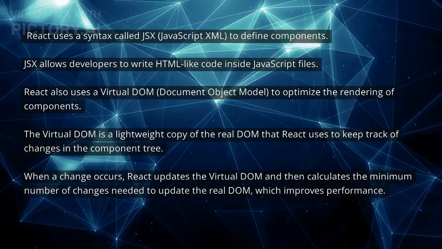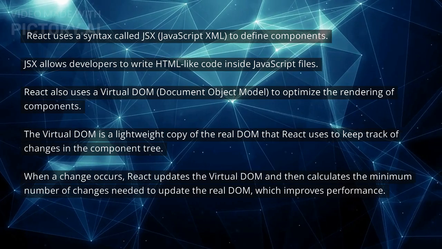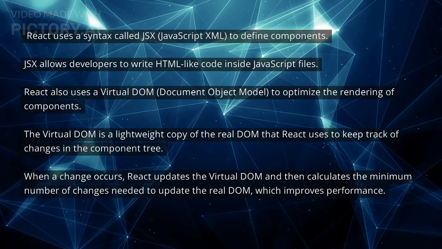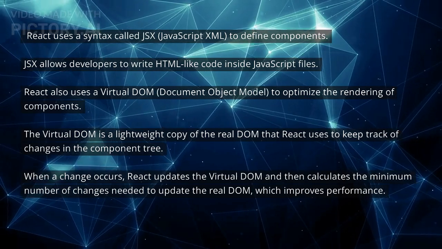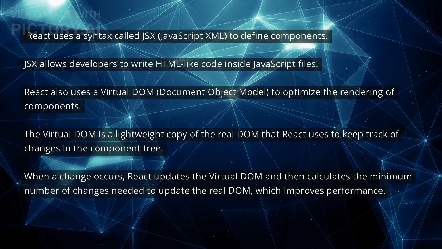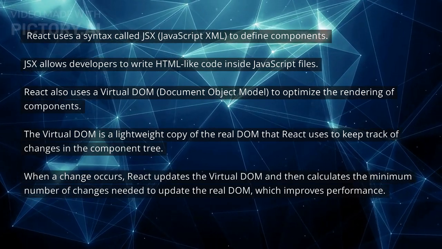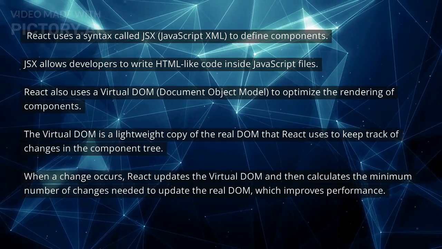React also uses a virtual DOM, document object model, to optimize the rendering of components. The virtual DOM is a lightweight copy of the real DOM that React uses to keep track of changes in the component tree. When a change occurs, React updates the virtual DOM and then calculates the minimum number of changes needed to update the real DOM, which improves performance.